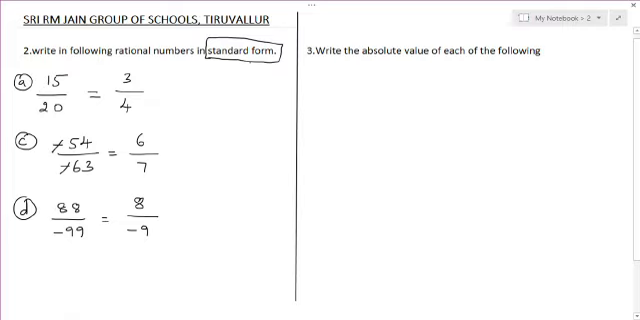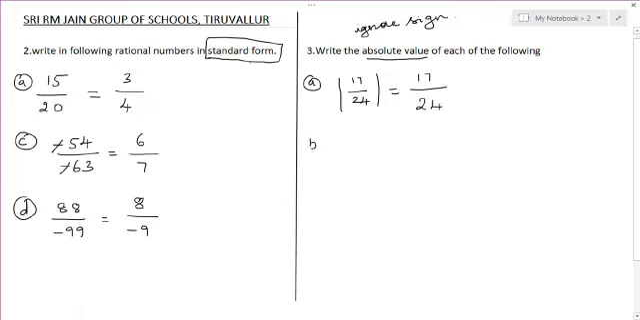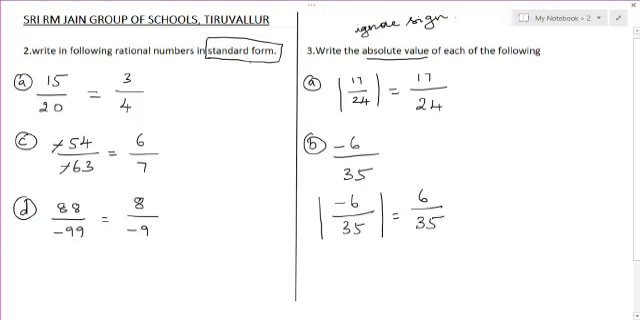Next let us go for absolute value. For absolute value, you will just ignore the sign and give the answer in positive. Your first question is modulus of 17 by 24. Modulus is the sign for absolute value. When you take modulus of the given number, the answer will be positive, that is 17 by 24. Your B question is minus 6 divided by 35. When I take modulus of minus 6 by 35, I will get 6 by 35. Why? Because I have to ignore the sign and give the answer in positive. Absolute value will always be positive.